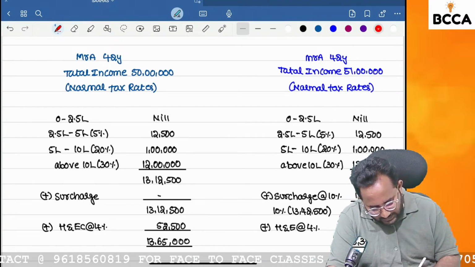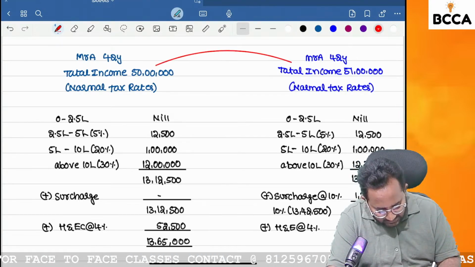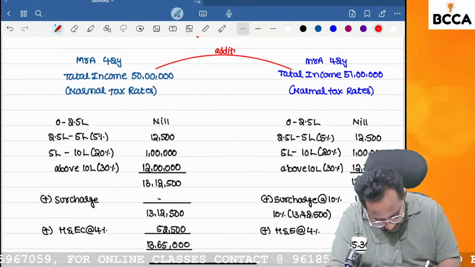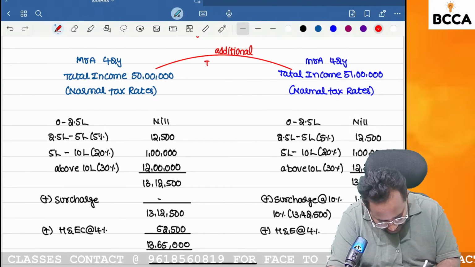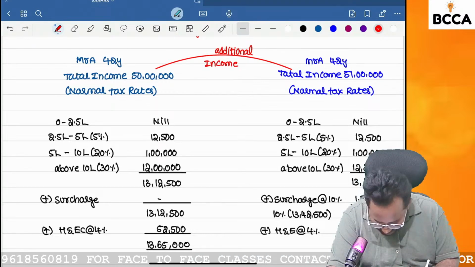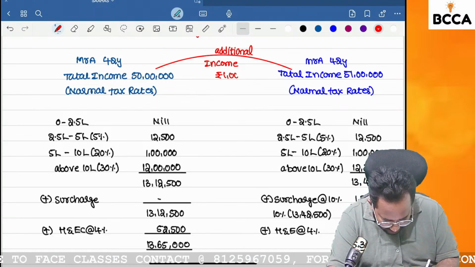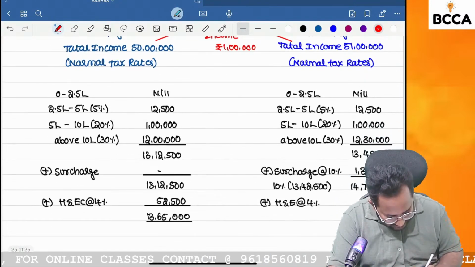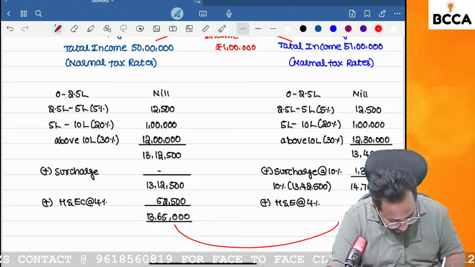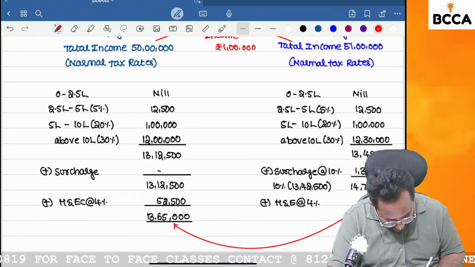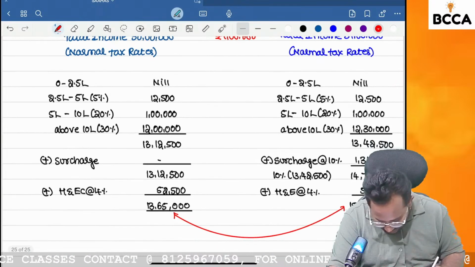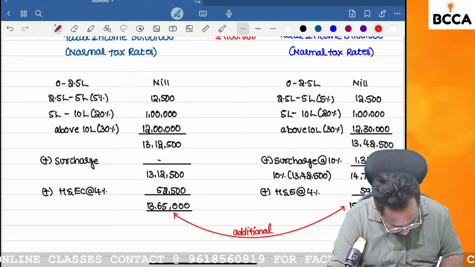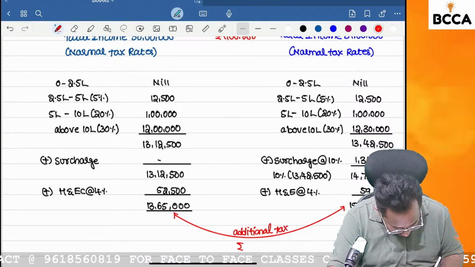For case 1 and case 2, what is the additional income earned by the SSC? The additional income is rupees 1 lakh. Can you tell me what additional tax he needs to pay for earning this 1 lakh additional income? How much?